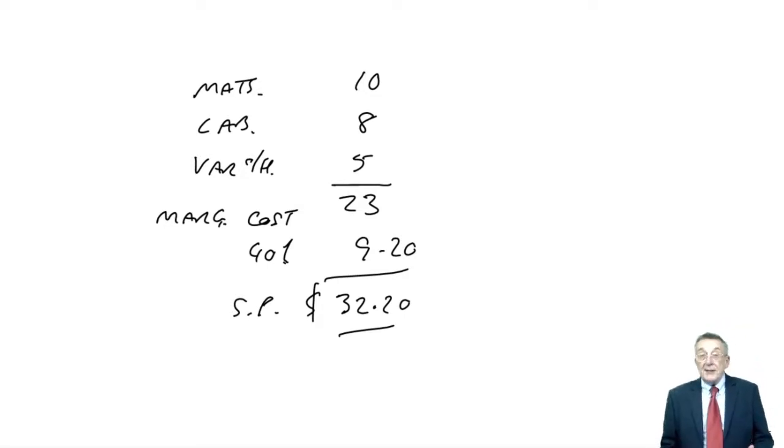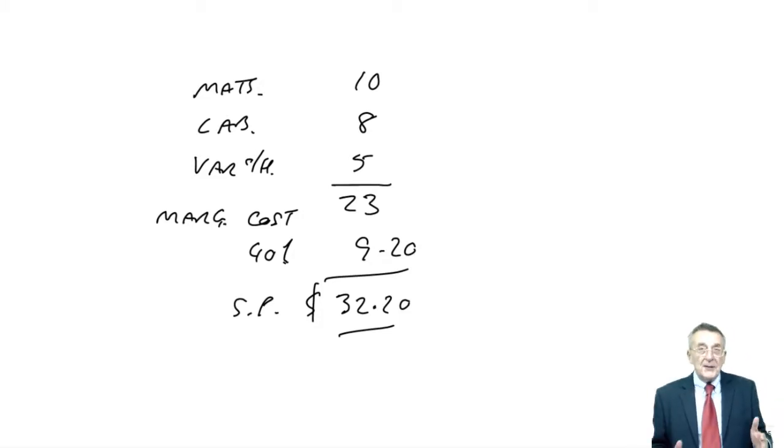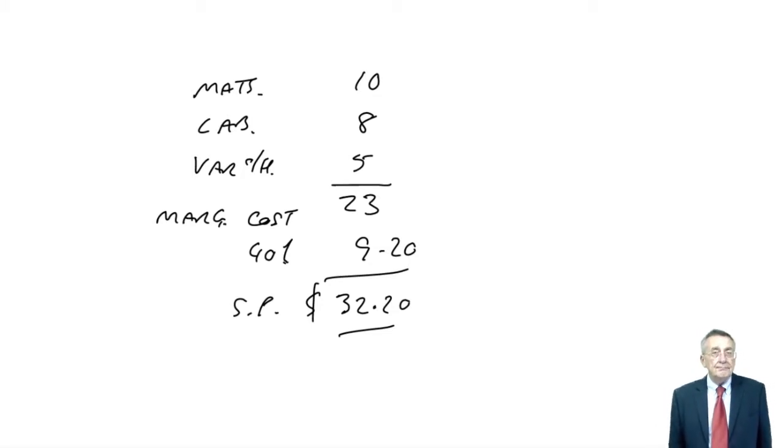Now again, in one sense that's very nice. If we've got lots of products, we have a standard policy, it's nice and easy to operate. But yet again, it's ignoring the competition. If competitors can sell for 40, why don't we sell for 40? If competitors are selling for 30, how do we hope to sell at 32.20?